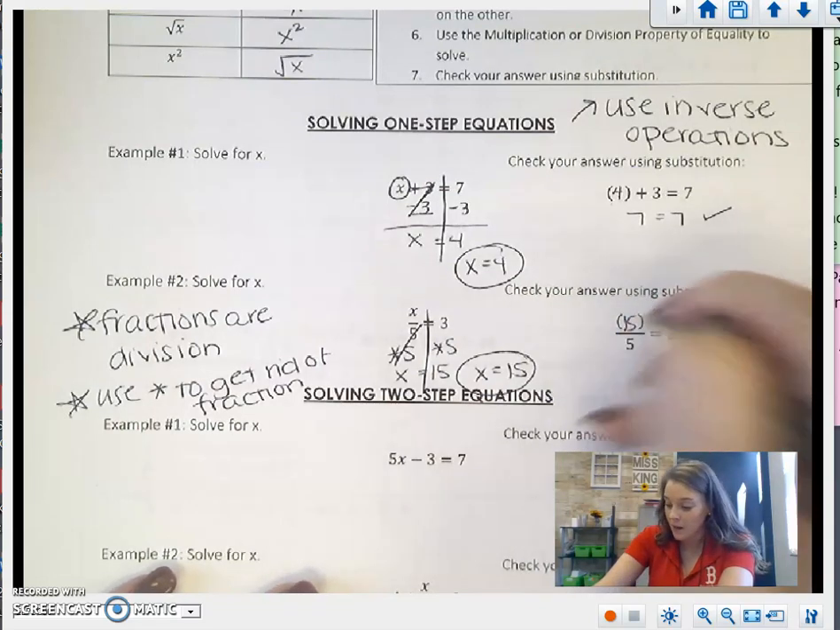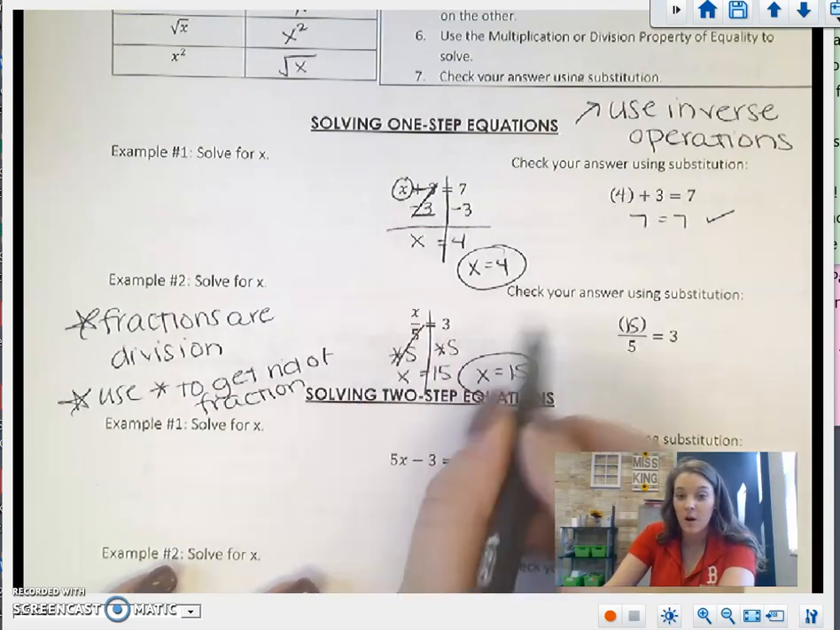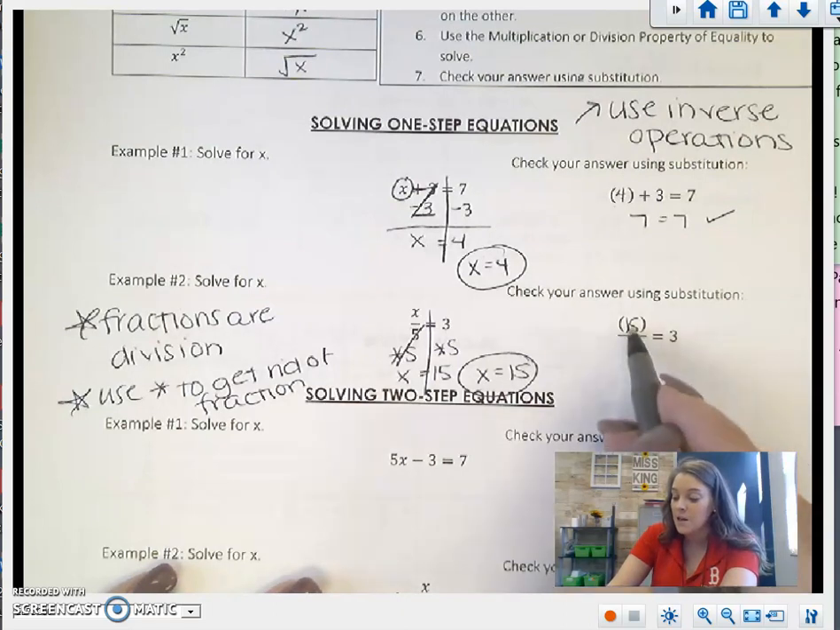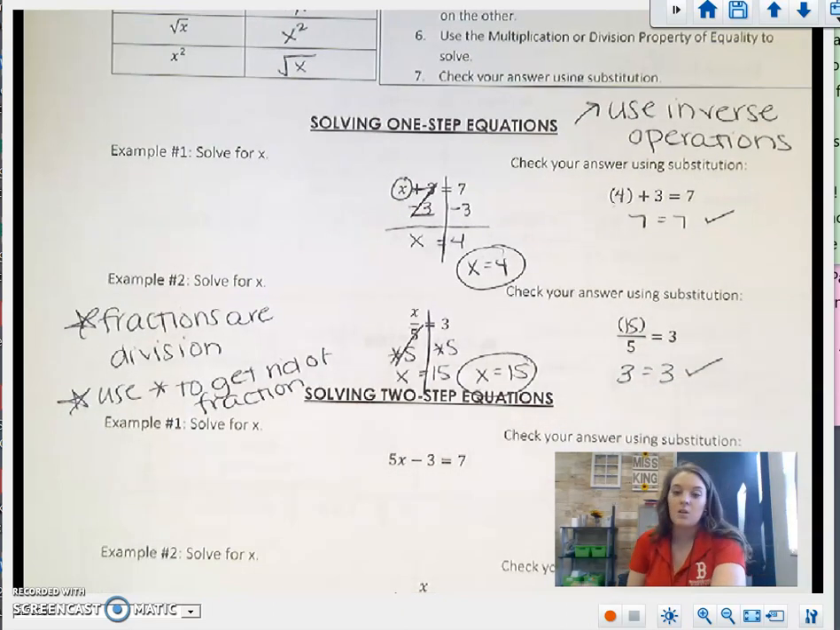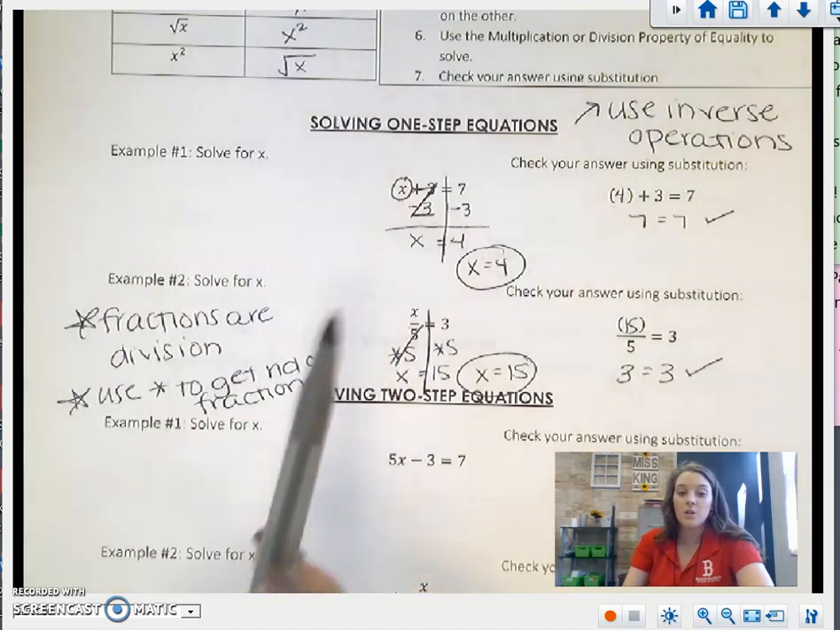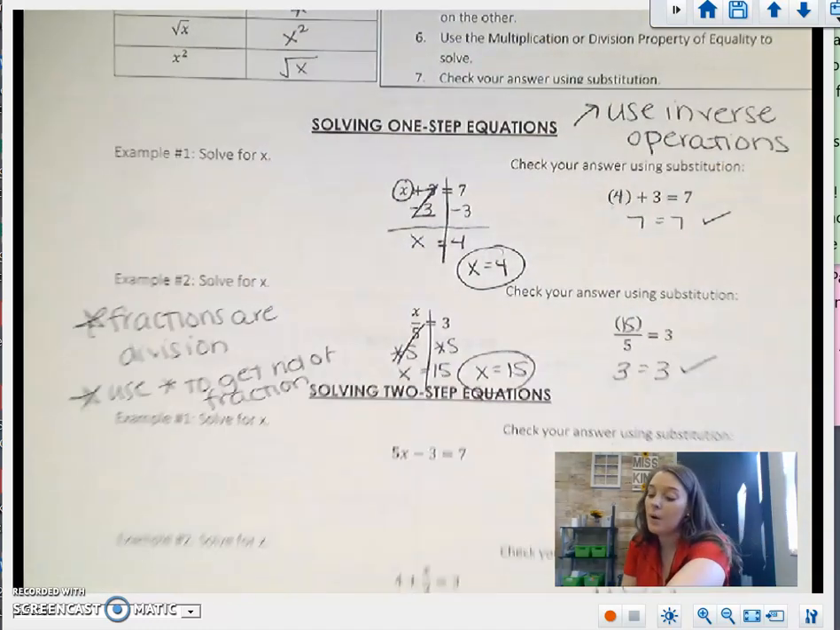When I plug that in, so I got x equals 15, everywhere I have an x, I'm going to plug in a 15. 15 divided by 5 is 3. 3 equals 3. I got it right. So that's a quick review of one-step equations. You are going to use inverse operations to isolate the variable.